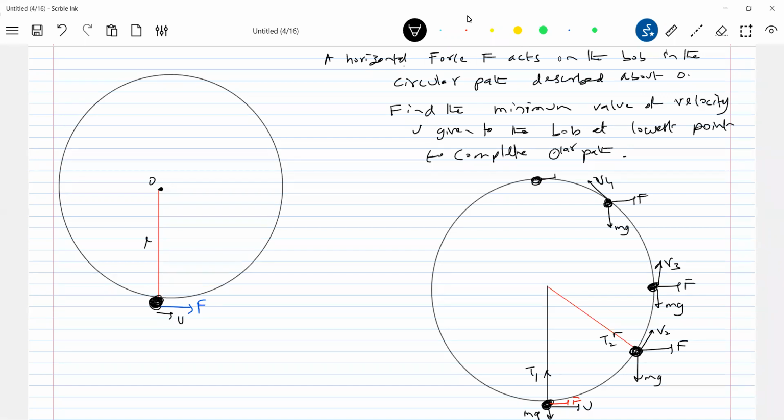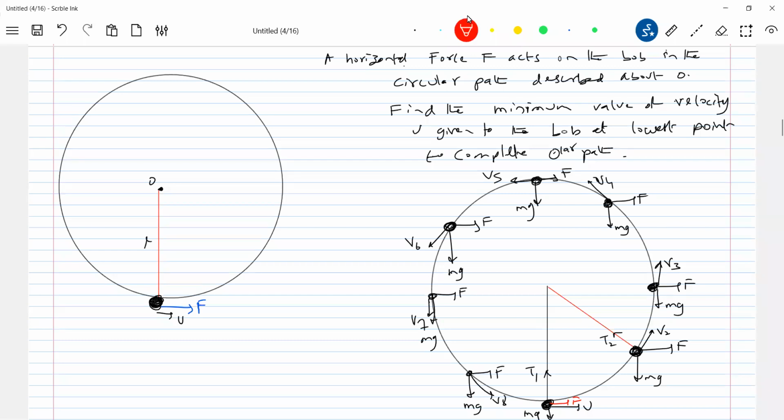V4, F, V5, this will be mg. So trace it out, nothing is there, just you have to draw the diagram at various points. So this is V6, V7, V8. So this will be the string.